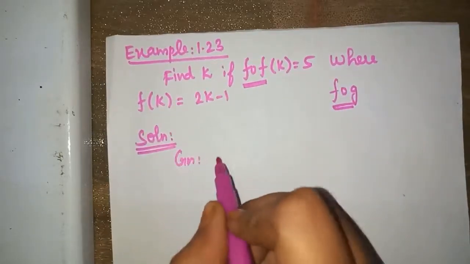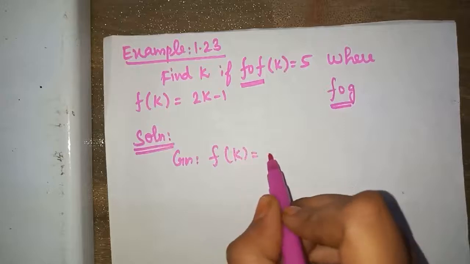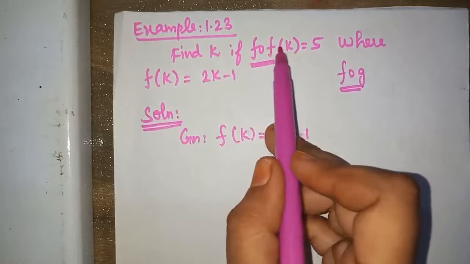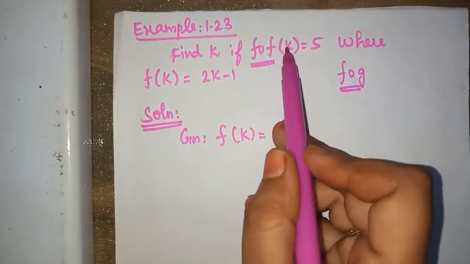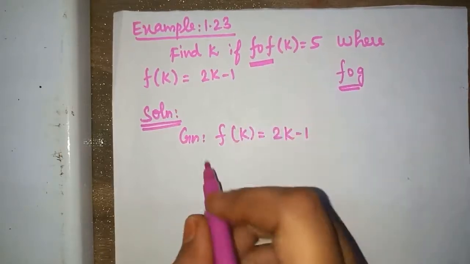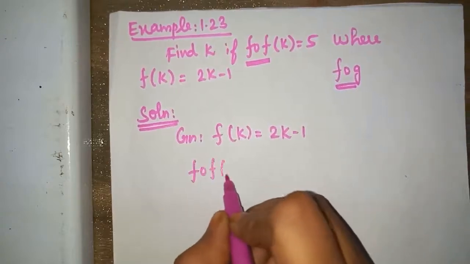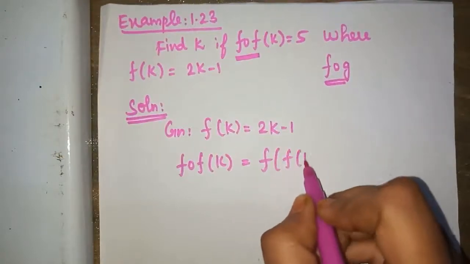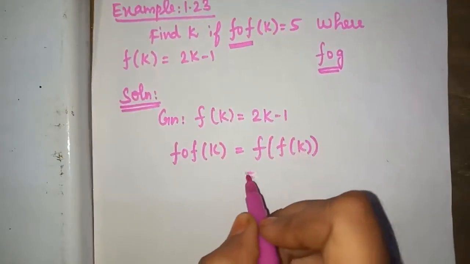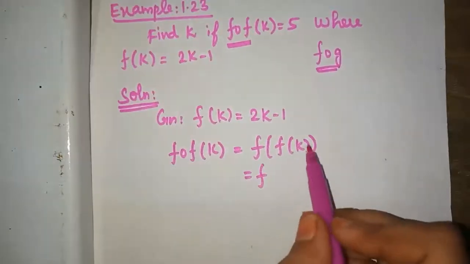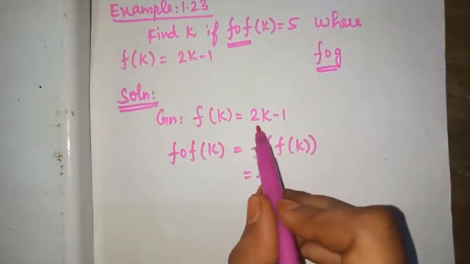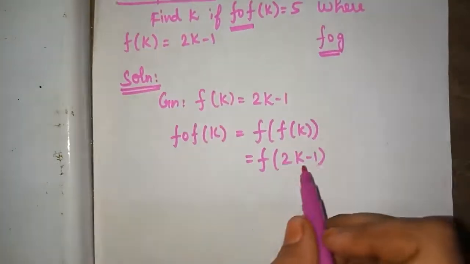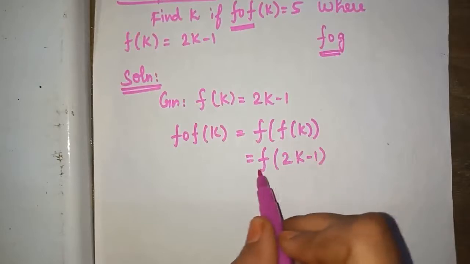Given f of k is equal to 2k minus 1. Next we are going to find f composite f of k. We have to find the composition, the value is given. So f composite f of k is nothing but f of f of k, where f you have to write as it is. Then f of k value given in the question is 2k minus 1. So f of 2k minus 1.